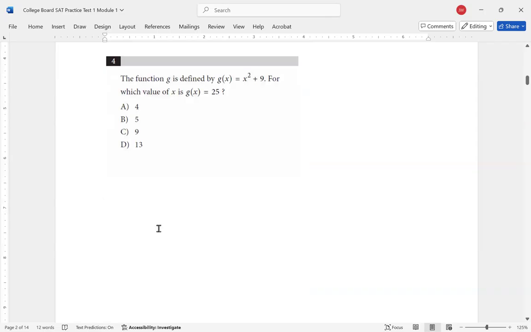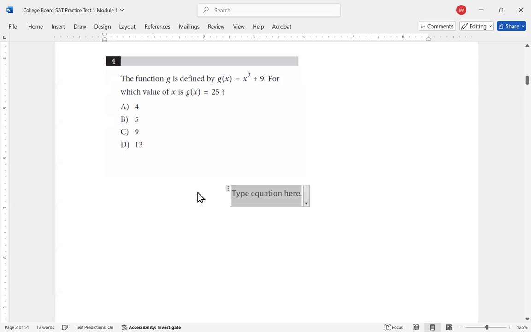Question number 4 says the function g is defined by g of x is equal to x squared plus 9. For which value of x is g of x equal to 25? Now, you can solve this in various ways. If you wanted to, you could plug in 4, see what happens, plug in 5, see what happens, plug in 9, see what happens, and so on, and plug in 13 and see what happens. So that is one way. Just check all of the answers and see which one gives you 25.